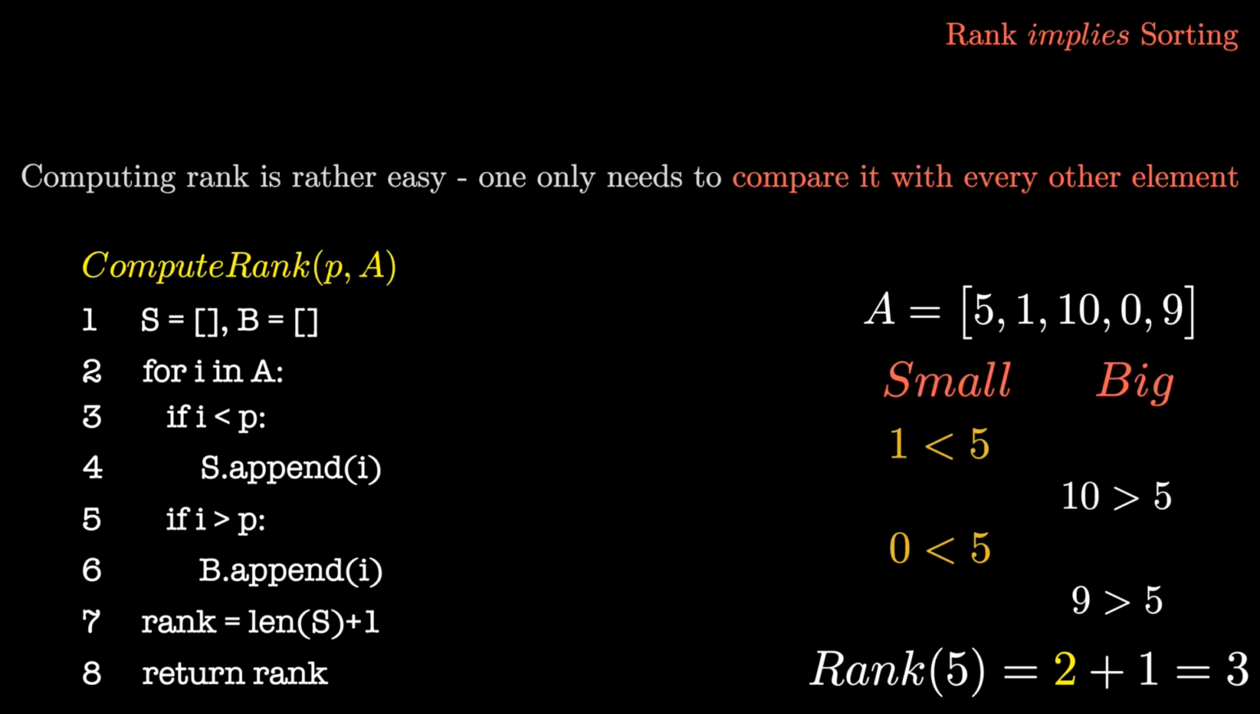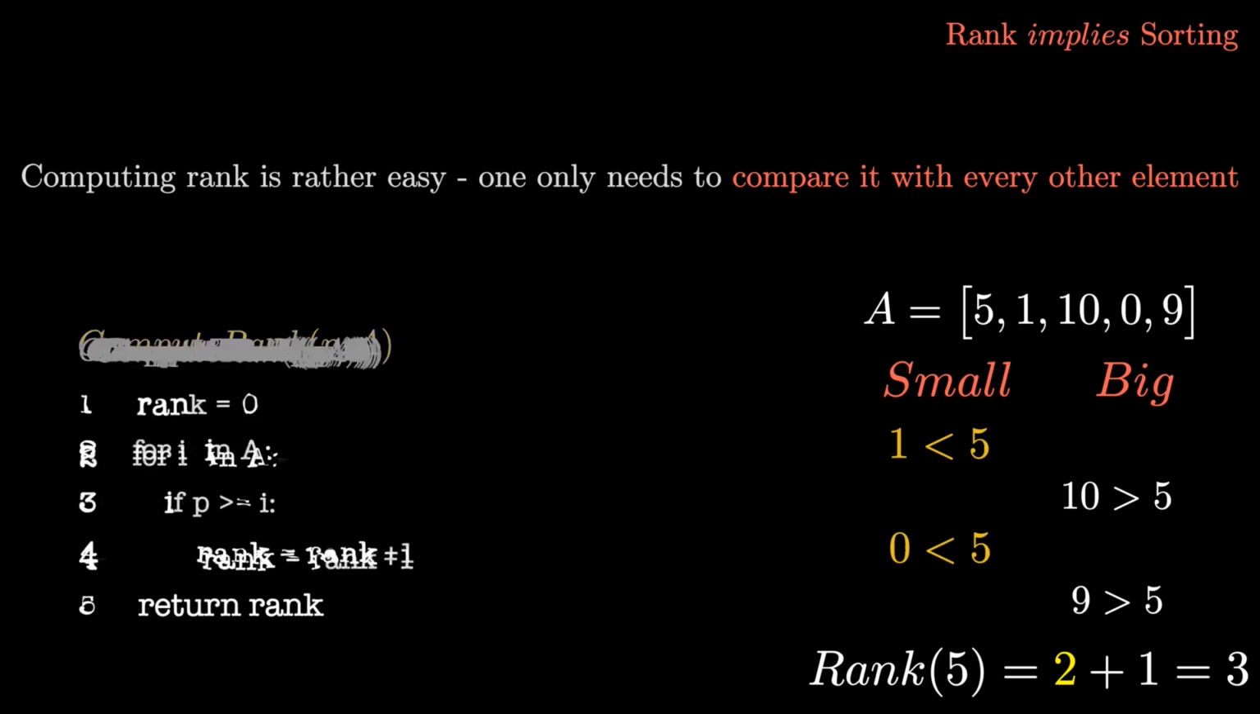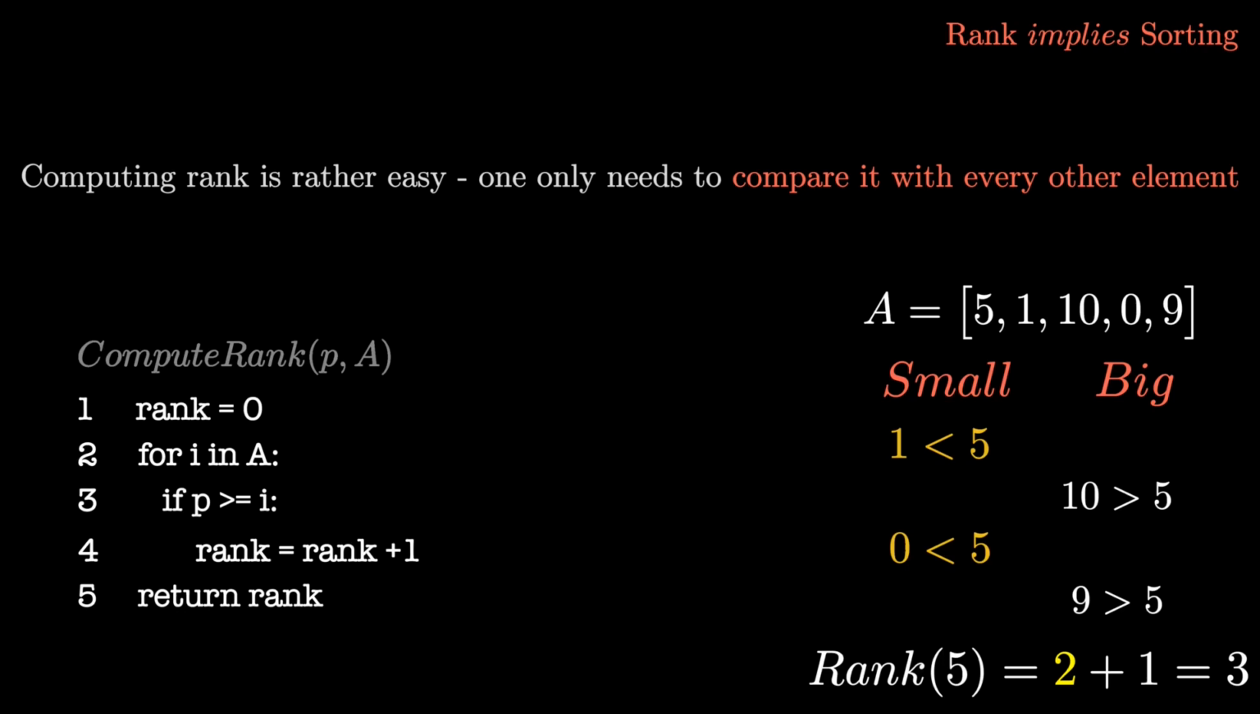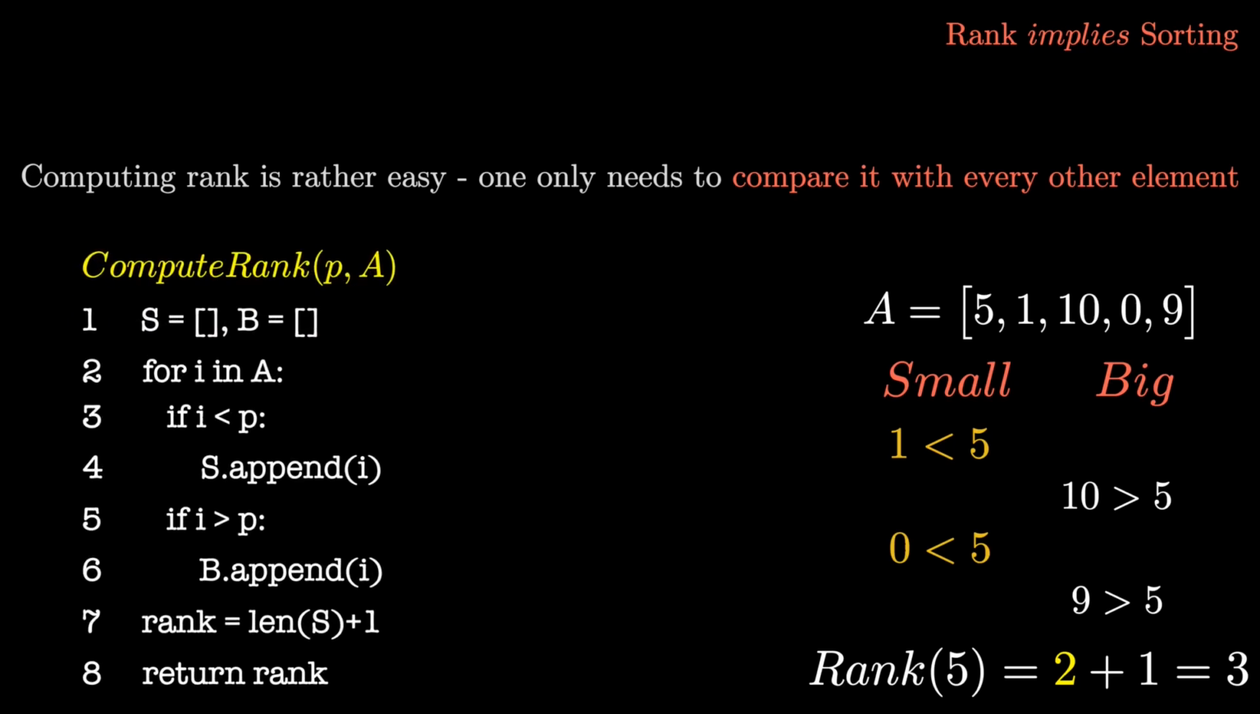We keep the elements smaller than P in S and bigger than P in another list B, and the rank is just the length of S plus 1. Some of you clever folks might be thinking that this rank algorithm is probably longer than it should be. Indeed, there is a smaller version of the rank algorithm. But let's not worry about it at this point and go with what we have on the screen.